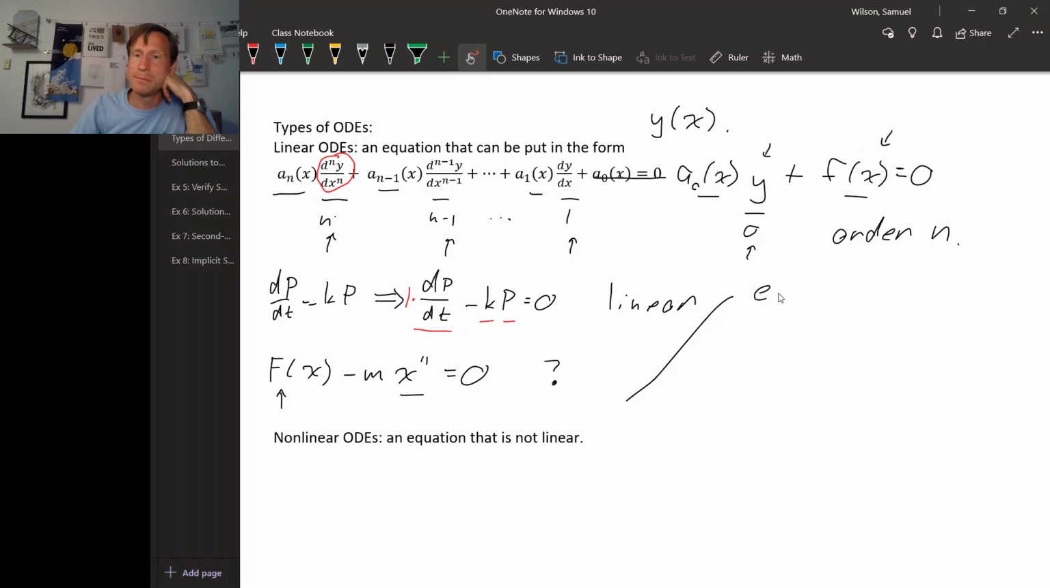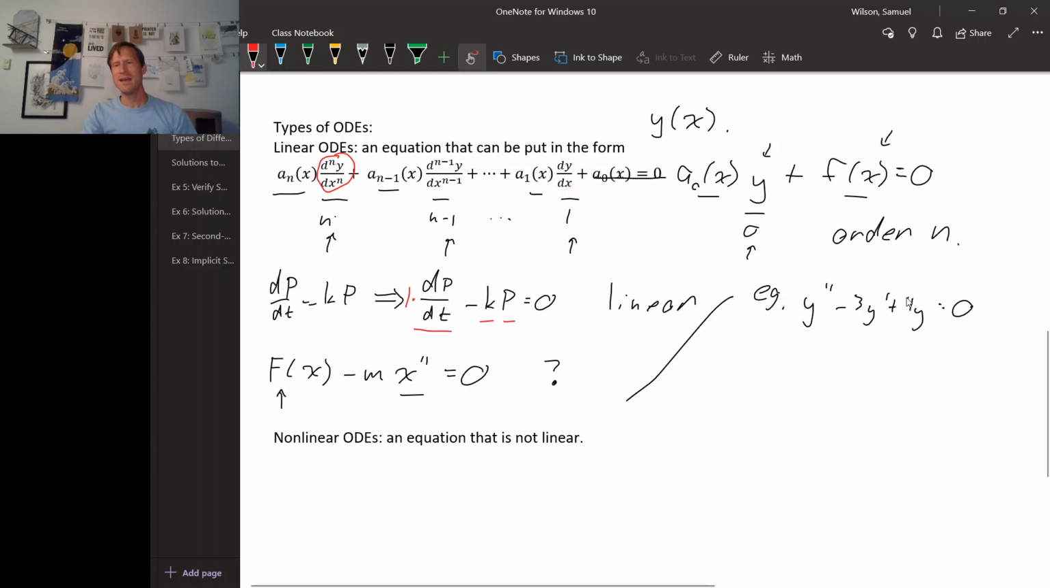So for example, how about this equation? y double prime minus 3y prime plus 4y equals 0. Is that linear? Yeah, this is linear. We have a second derivative term times a function of the independent variable, and again, it's times 1. We have a first derivative times a function of the independent variable, which is a constant function in this case, and the zero derivative term times a function of the independent variable. So yes, this is linear.